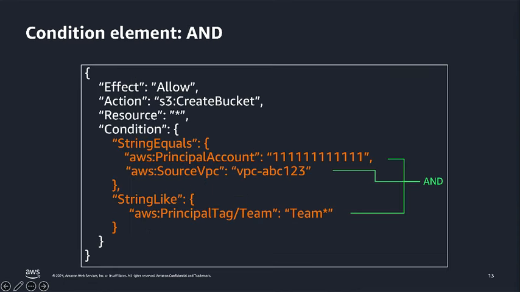All condition keys in a request are logically ANDed together. This is true even if the operators have different names, as shown in this example with string equals and string like. All condition keys must evaluate to true independently for the policy statement to match.